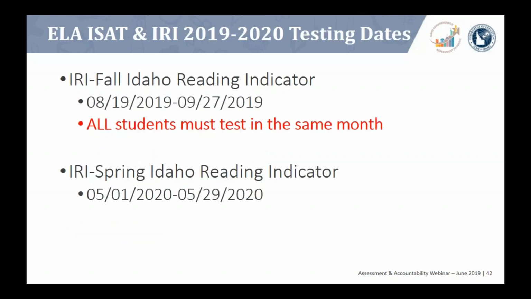Elena has also posted a reminder about the Fall Idaho Reading Indicator schedule that opens on August 19th and runs to the end of September. If you pick the August month to administer the assessment, we encourage you to assess all of your students in the same month, or at least all of the students in the same grade level in the same month. There is a transition from August to September in the scores that determines whether or not students are on grade level. So you can spread your test window out, but we encourage you to test all students in the same grade in the same month. And the spring window is the month of May in 2020.